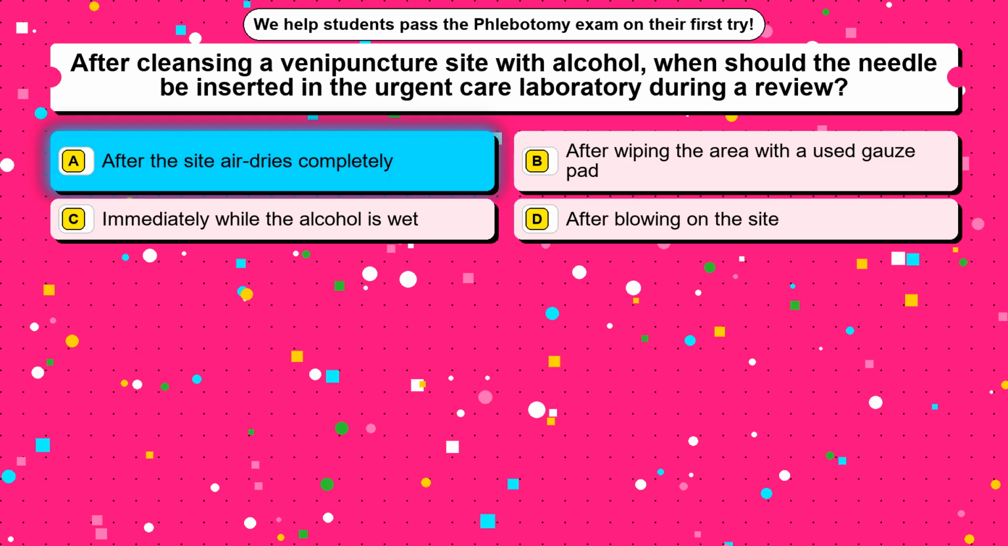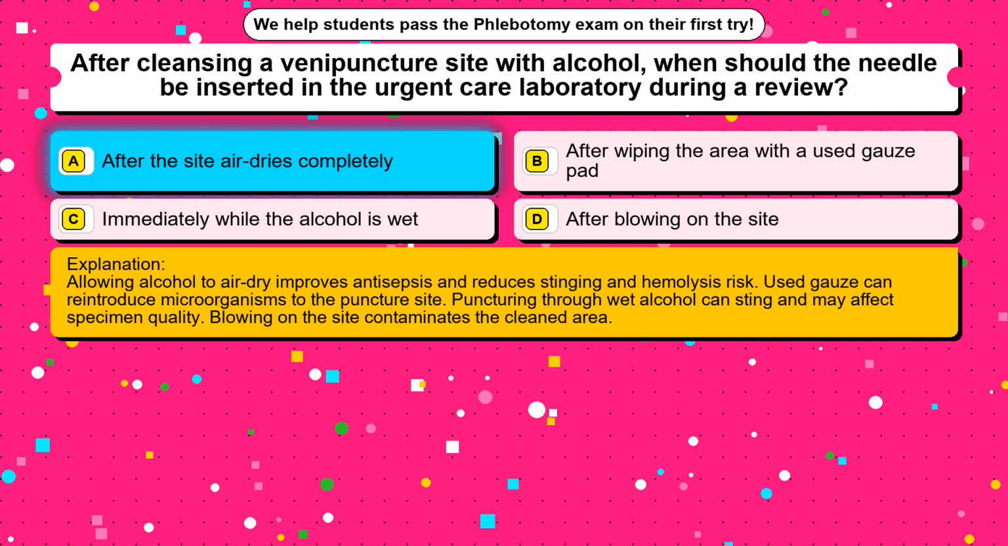The correct answer is option A. After the site air dries completely. Allowing alcohol to air dry improves antisepsis and reduces stinging and hemolysis risk. Used gauze can reintroduce microorganisms to the puncture site. Puncturing through wet alcohol can sting and may affect specimen quality. Blowing on the site contaminates the cleaned area.